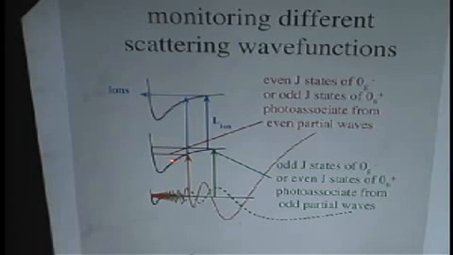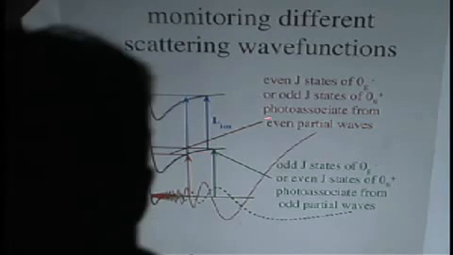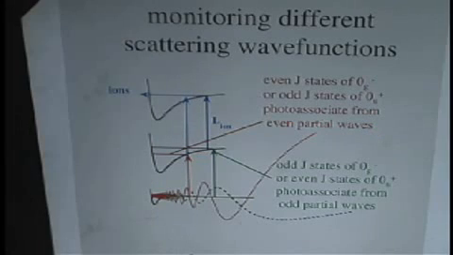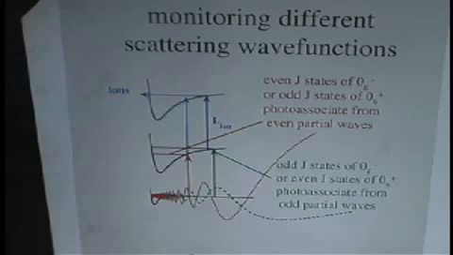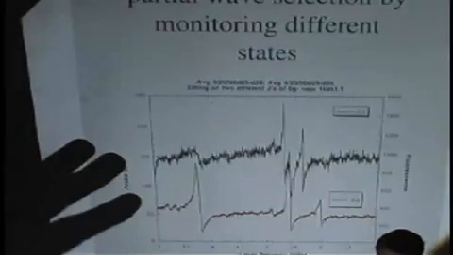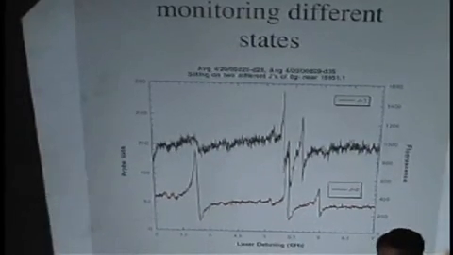But if we choose even rotational states of the 0g minus or odd states of the 0u plus symmetry states in here as our monitor, then we can only detect from the even partial waves. And again, we do have a good molecular selection rule on this step, so that allows us to do this selection of the partial waves. And when we do that, again, we see rather different things.